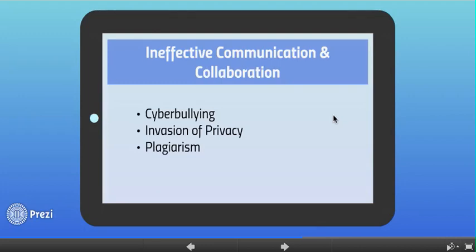And then plagiarism. I think that it's so easy to copy paste when communicating and collaborating, and just that students are aware that they need to be representing themselves through their own thoughts and their own actions.